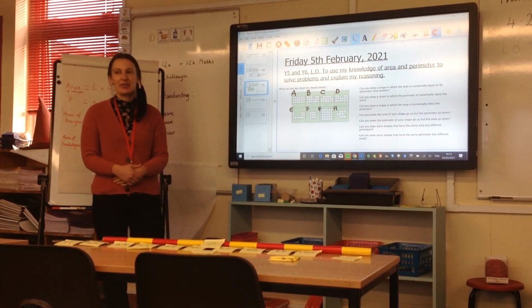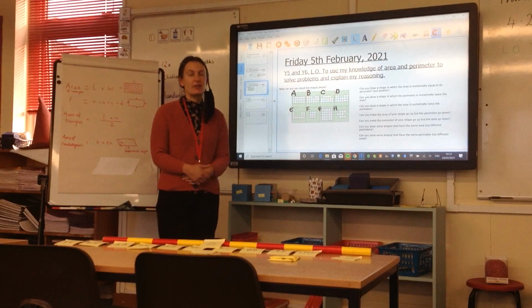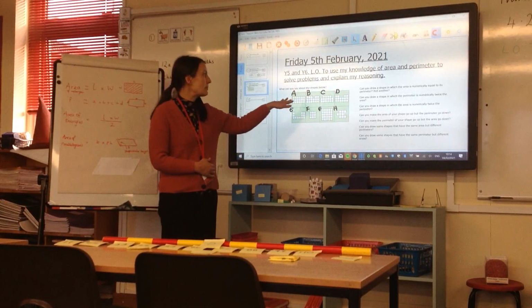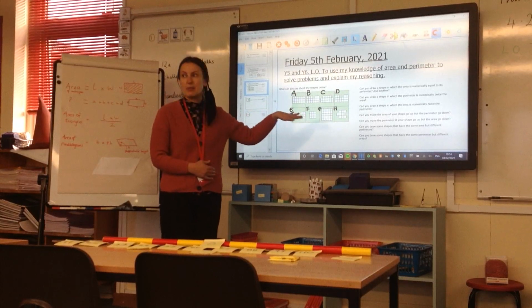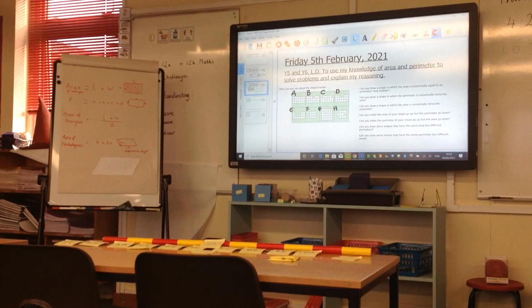Back to our plenary part of the lesson. Okay, we're going to take a look at what you've discovered. So first of all, who can think of any generalisations that you can make and state about these shapes? Remember using our sentence stems. I'm just going to get those to remind us.